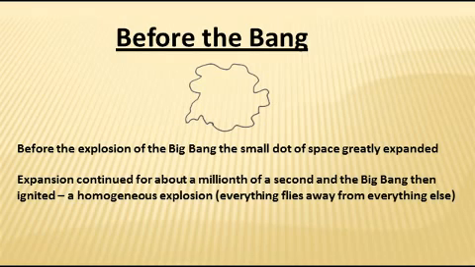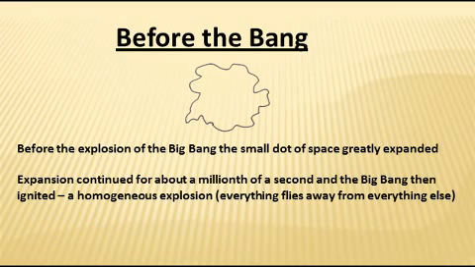Now, in order for that bang to have happened, it is now known, and this was a modification of the initial Big Bang theory, it is now believed that there had to be a rather significant expansion of that dot before the ignition of the explosion. So there was a region of great expansion of the universe. It was greatly expanded from that infinitesimally small dot, and then very shortly thereafter, within a millionth of a second, there was something called a homogeneous explosion, where everything flies apart from everything else.